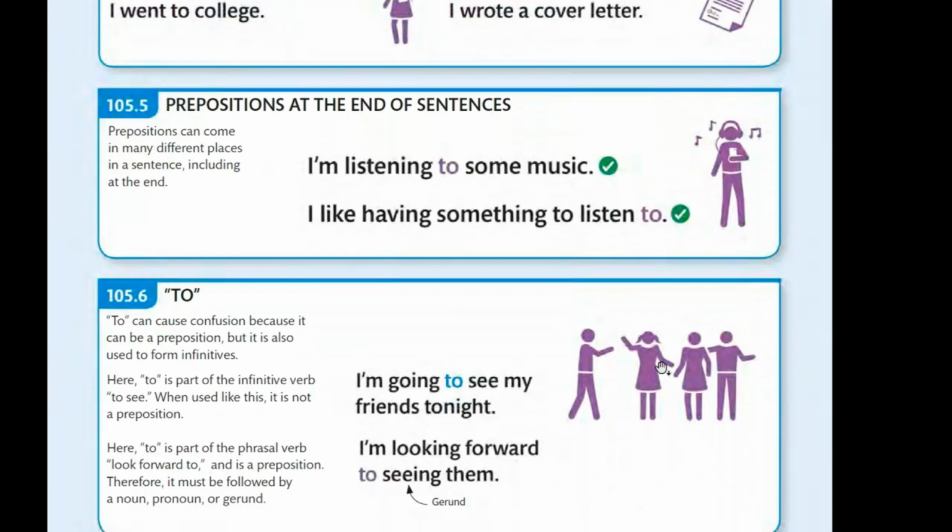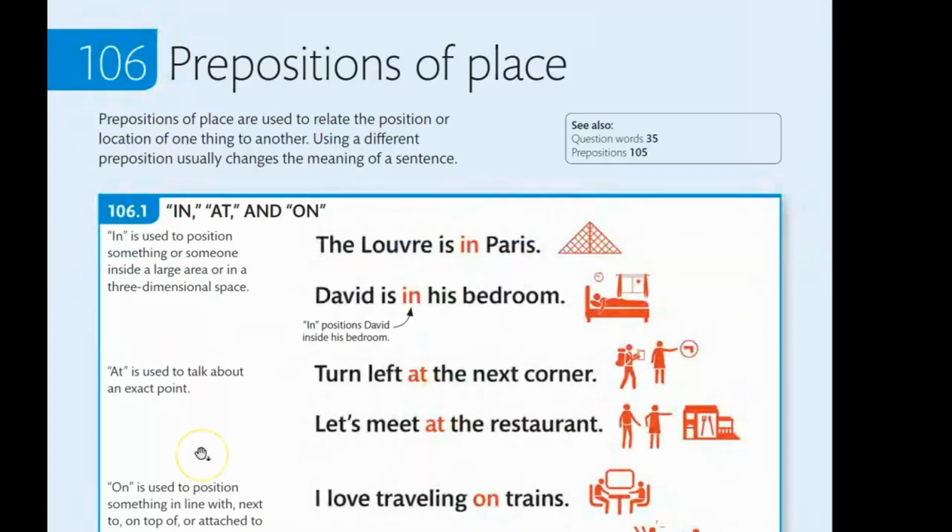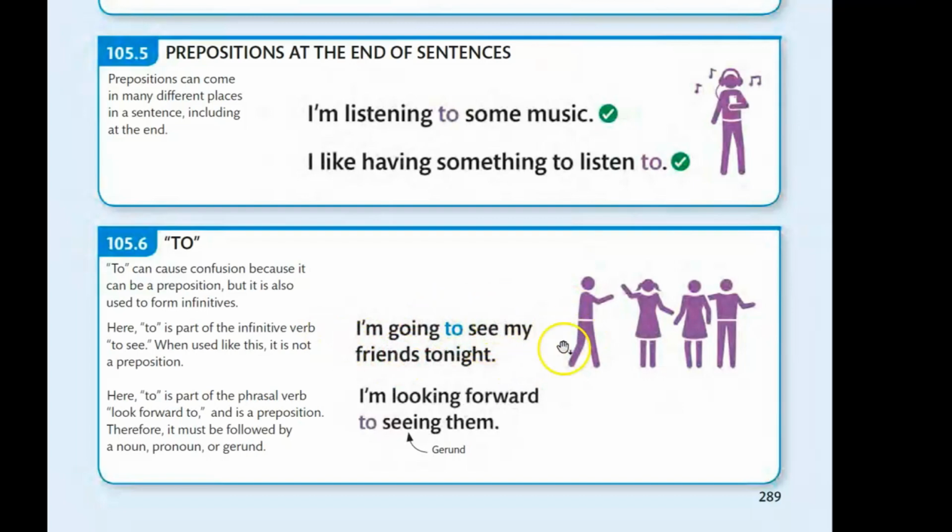Let's talk about the preposition to, because it's one of the common prepositions and there are different ways we can use it. To can cause confusion because it can be a preposition and it can also be used to form infinitives. You are correct. Here, to is part of the infinitive verb to see. When used like this, it is not a preposition. I am going to see my friends tonight. What they are saying, I am going to see my friends tonight, is an infinitive.